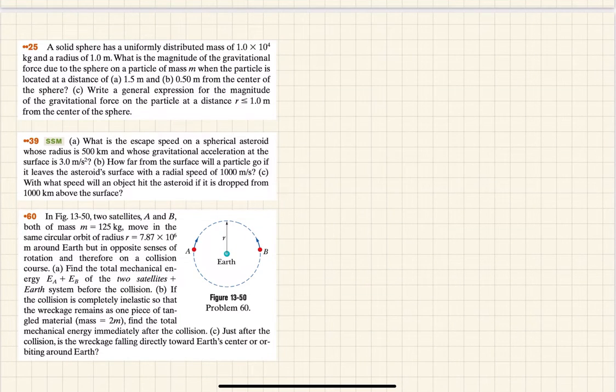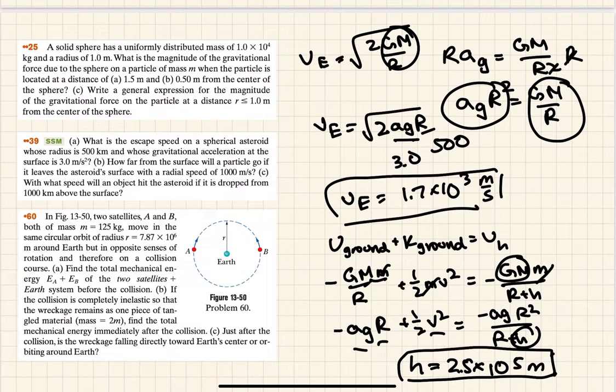All right. Moving on to number 60. This is the last but one problem. This is also technically a conservation of... Oh wait, sorry, there's a part C, I didn't realize that. With what speed will the object hit the asteroid if it is dropped from 1,000 kilometers above the surface? Very similar problem. In fact, I'm just going to bring it back because you're going to use the exact same equation. You use this equation, it's kind of messy now.